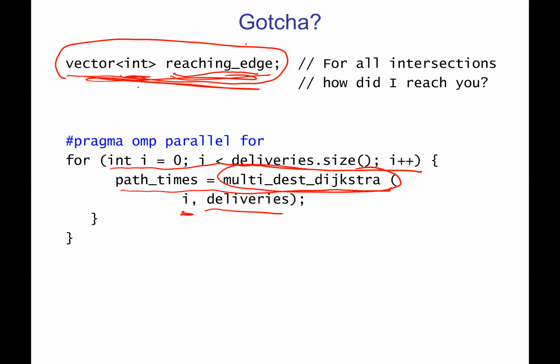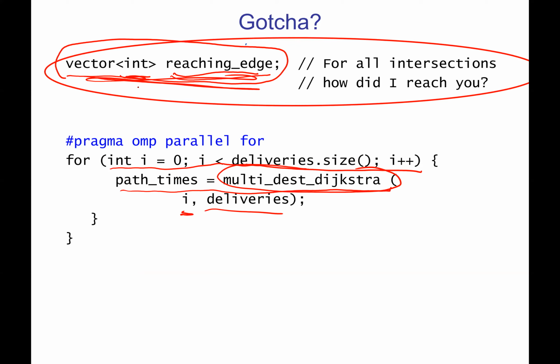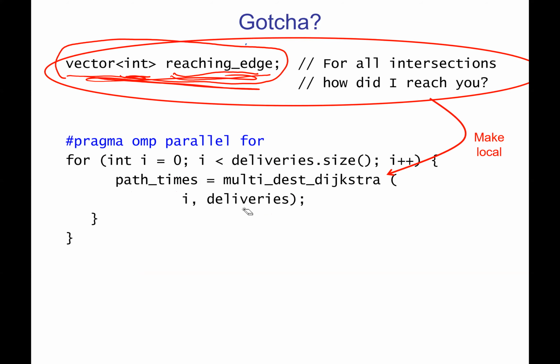Okay, that's how it's figuring out, when it gets to the destinations, how did I get here? So that's a problem because this is a global variable. We would have 4 different path searches happening at the same time. They would all be using the same reaching edge, but setting different entries in the vector to different values, basically causing chaos. So the easy way to fix that is to make this local.